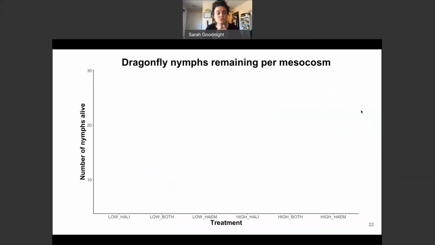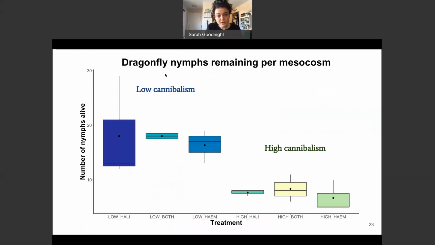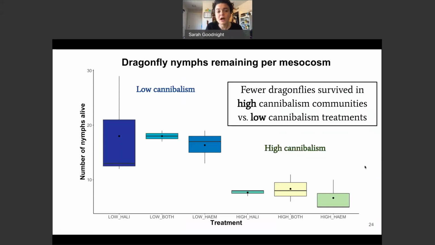Okay, and the very first result I got from this experiment was that the number of dragonfly nymphs remaining in each mesocosm had a lot to do with what cannibalism treatment they had. So you can see that for my low cannibalism treatment here on the left, there was much higher survivorship. So here on my y-axis, I have the number of nymphs left alive. There's a much higher number of dragonfly nymphs remaining in my low cannibalism treatments than my high.